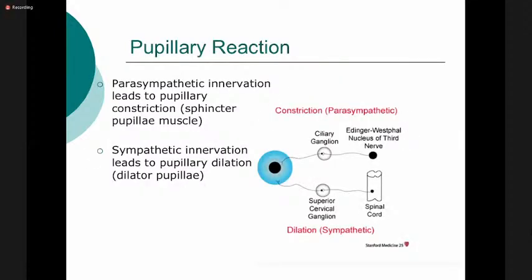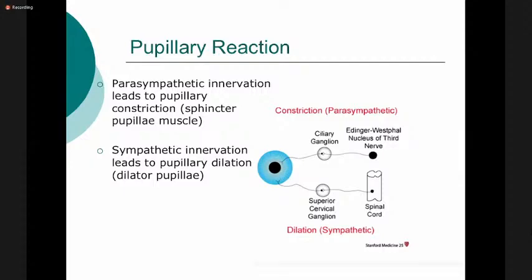Now let's quickly look at the pupillary reactions. So pupillary reactions are a result of either the parasympathetic or the sympathetic pathway. When the parasympathetic pathway is stimulated, it causes pupillary constriction, okay? However, the sympathetic pathway leads to pupillary dilatation.